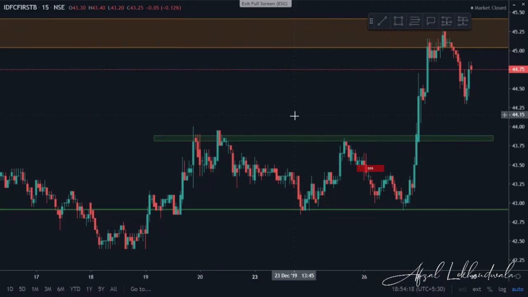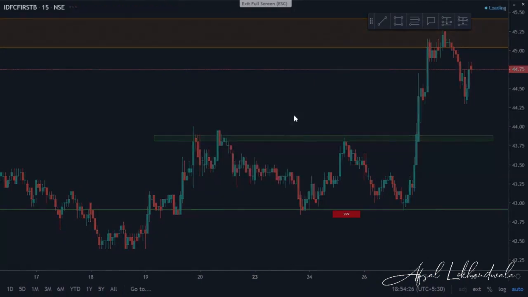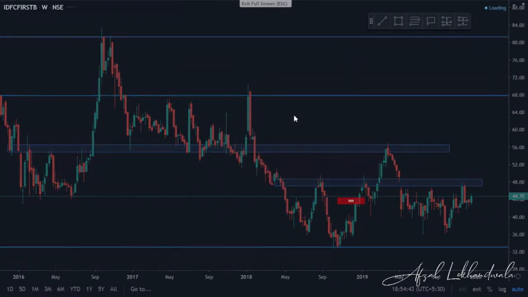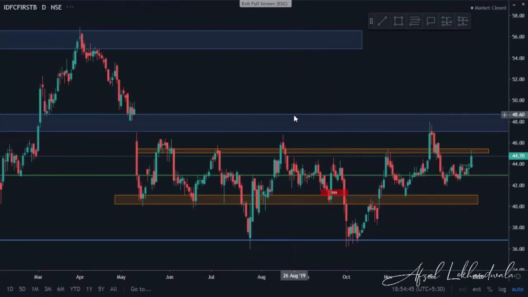Right from the weekly to the daily, then 75 minutes and 15 minutes. Now let us jump back to the weekly time frame, comma W, enter. The chart looks cleaner, right? Now let us jump to the daily to see how it looks. Yes, the chart looks cleaner, the lines are thinner. Let us jump to the 75 minutes.